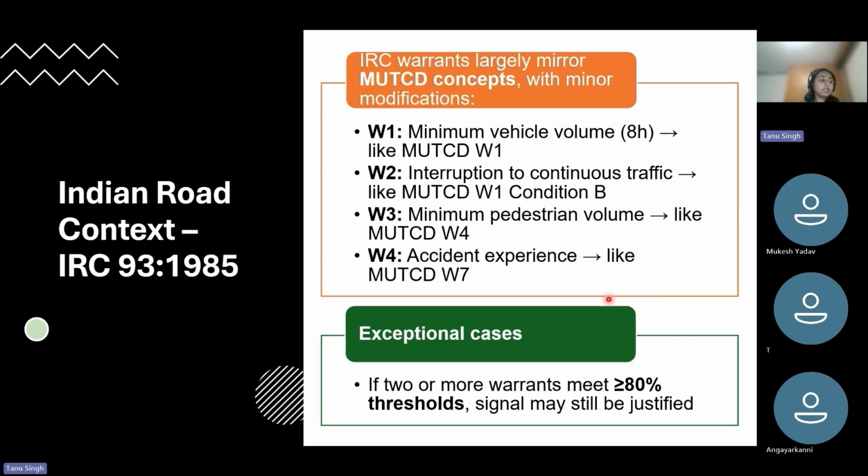So here we have the exceptional cases. If 2 or more warrants meet 80% of the threshold, a signal may still be justified. These are the warrants used on Indian roads, which are similar to some of the warrants present in the international standards.